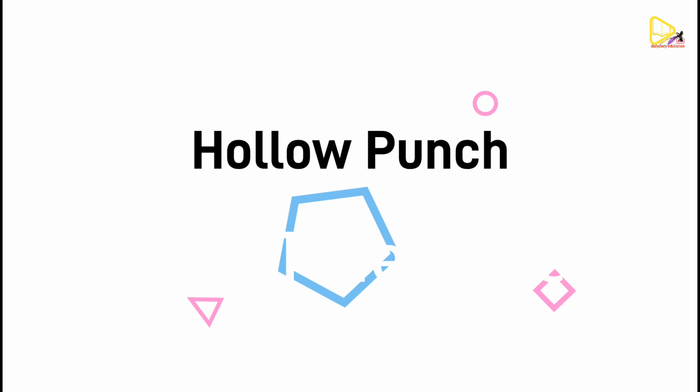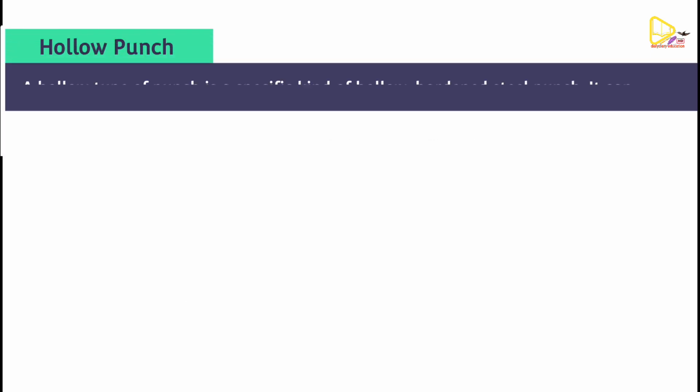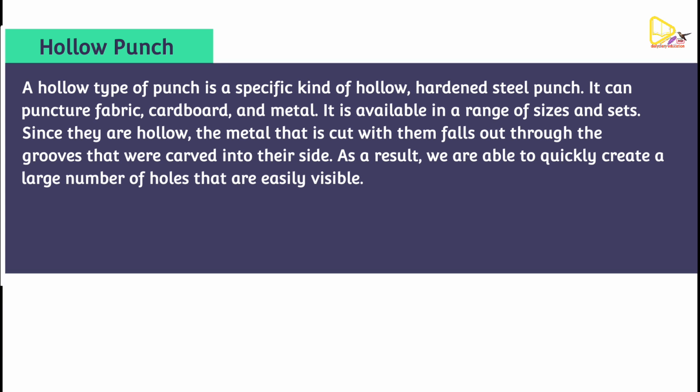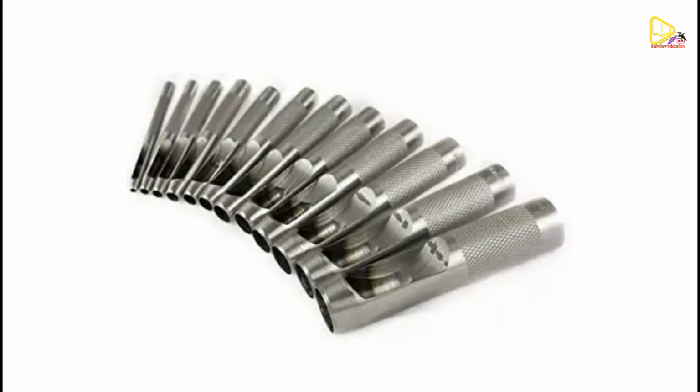Hollow punch. A hollow type of punch is a specific kind of hollow, hardened steel punch. It can puncture fabric, cardboard, and metal. It is available in a range of sizes and sets. Since they are hollow, the metal that is cut with them falls out through the grooves that were carved into their side. As a result, we are able to quickly create a large number of holes that are easily visible.